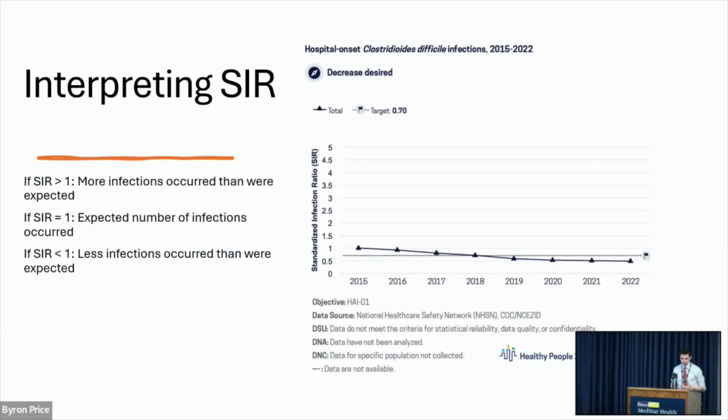Interpreting an SIR is much easier. You want a low number, the lower the better. And if you have a number greater than 1, that means you really have a problem. Greater than 1 means you had more infections than would have been expected for that case. Less than 1 means you had fewer infections than were expected. And that's our goal, to continually improve.